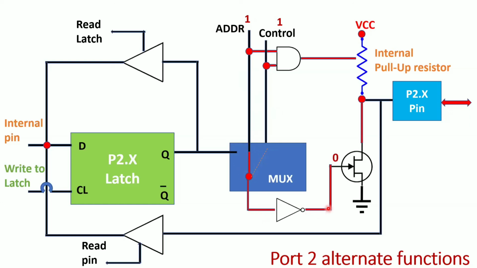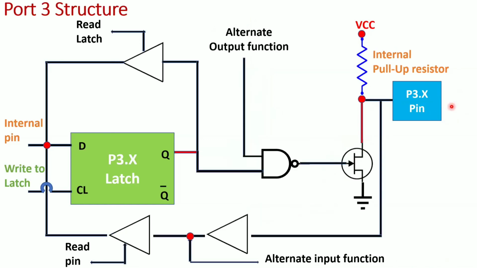When I am getting 1 here, I will get 0 because of the NOT gate. The 0 means the transistor is in the off state. Whenever this transistor is off, the VCC will directly go to your output pin. That means you will get 1 here, so I have generated the control signal. Okay, so this is the alternate function of your port 2.